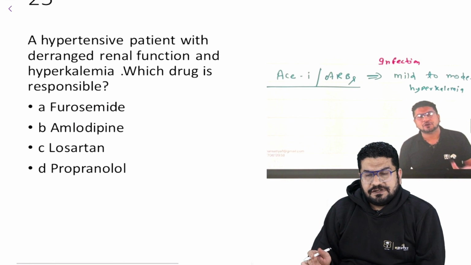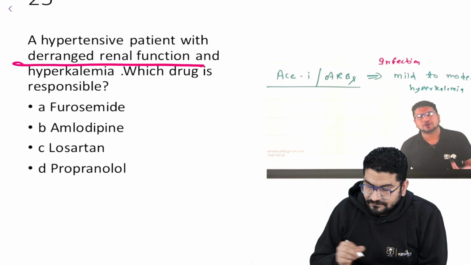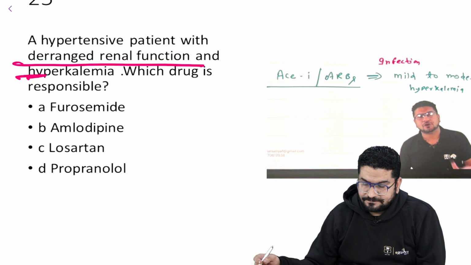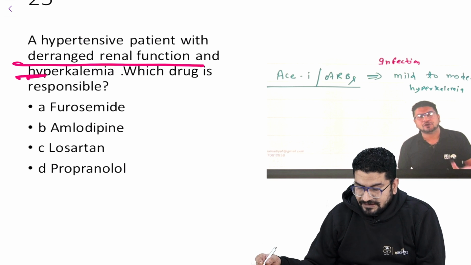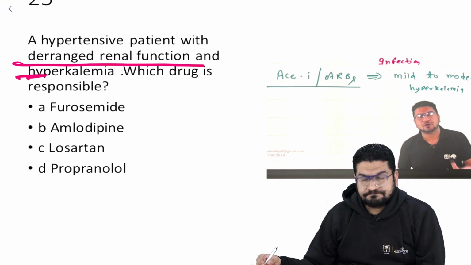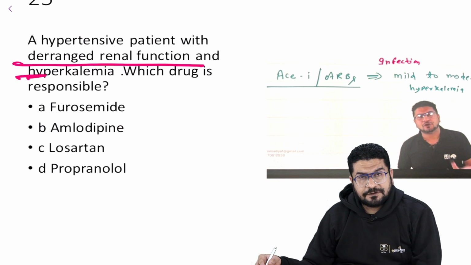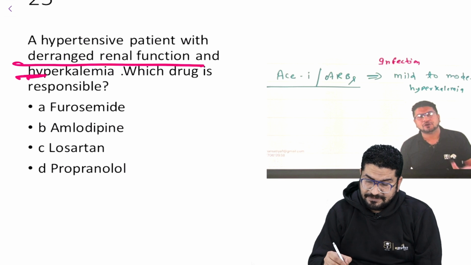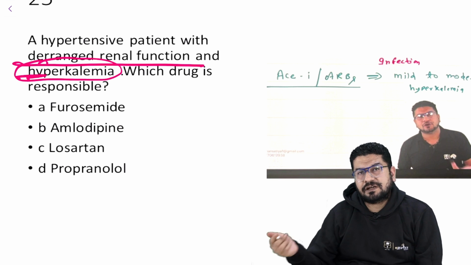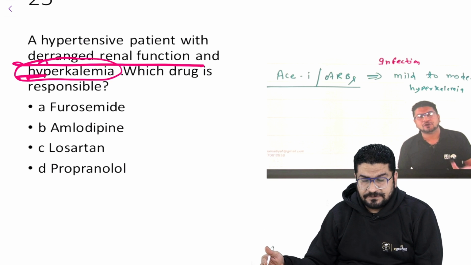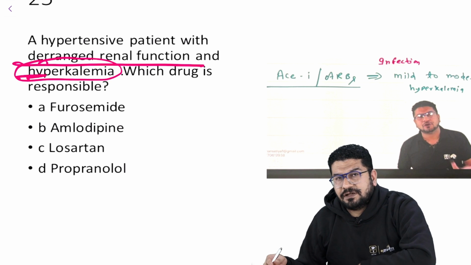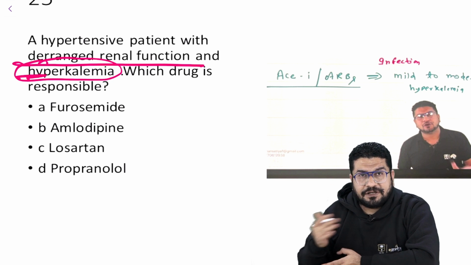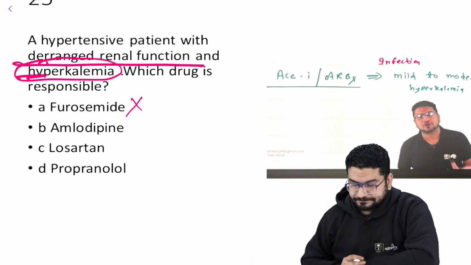A hypertensive patient with deranged renal function and hyperkalemia: which drug is responsible? Understand, the patient has hypertension, deranged kidney function, and hyperkalemia. This is the hint. They are asking in simple language which drug can lead to more potassium. Furosemide is a diuretic, so it will cause loss of ions. Furosemide can cause hypokalemia but not hyperkalemia, so this is not the answer.